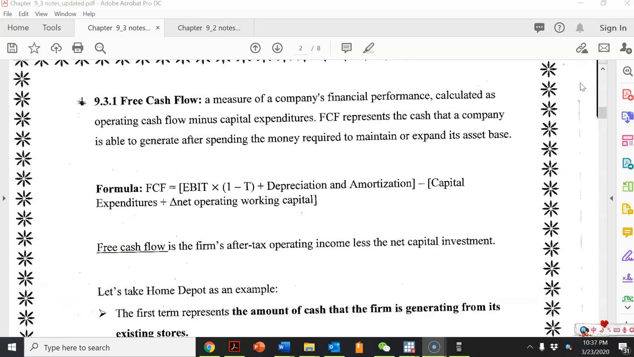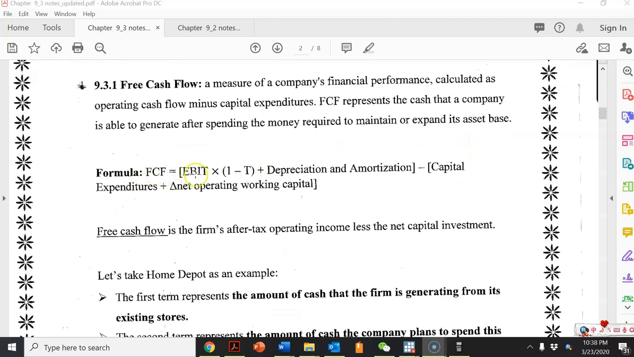Since we're going to discount all the free cash flows to get the firm value in the corporate valuation model, let's first look at the definition of free cash flow. It is a measure of a company's financial performance calculated as operating cash flow minus capital expenditures. Free cash flow represents the cash that a company is able to generate after spending the money required to maintain or expand its asset base.